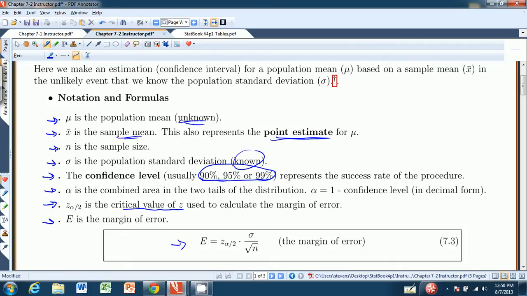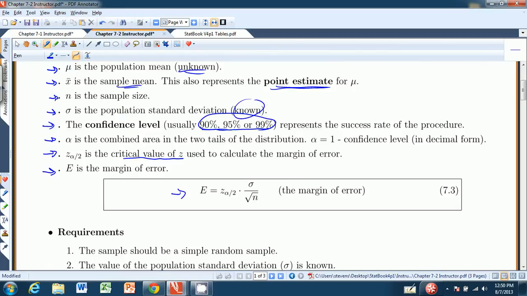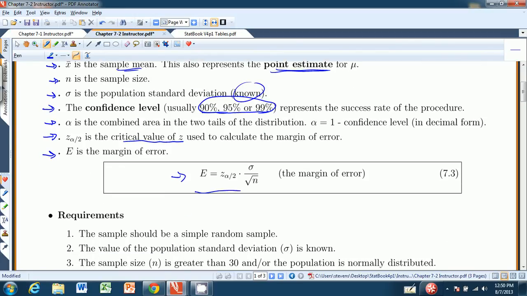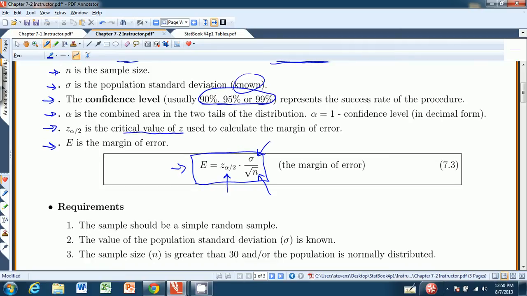All right, so we go to the margin of error. This formula here. And it's the same formula we derived in the previous section. And it's just the critical value, right there, times the population standard deviation divided by the square root of n. So that's our margin of error.